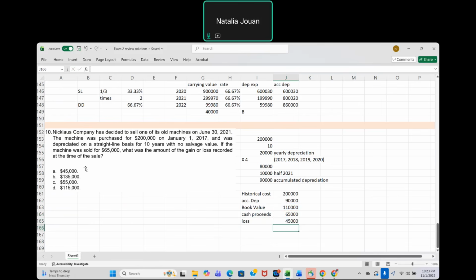It doesn't matter if it's a gain or loss, it's just the number, but I will probably ask you if it's a gain or a loss. So just know, in this case, it's a loss because you're getting less than what you're carrying the asset for in your books.